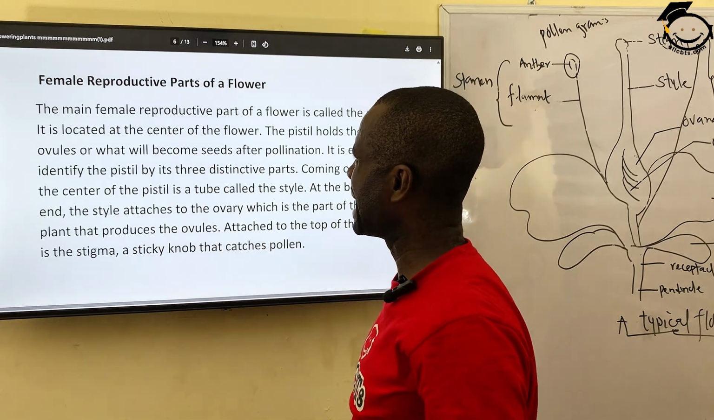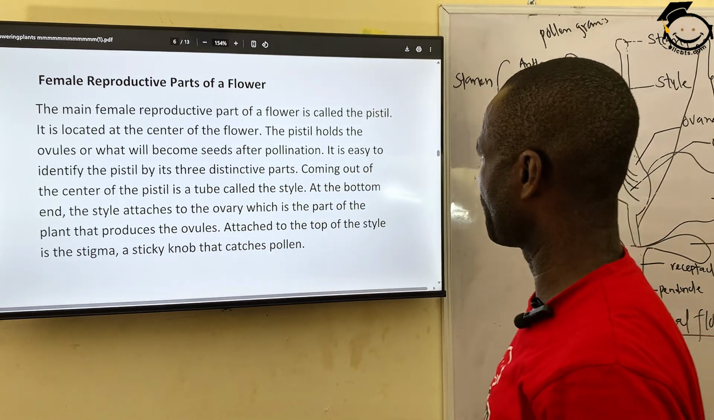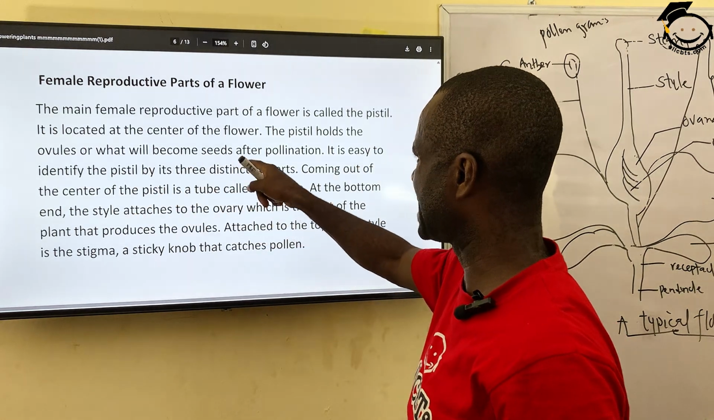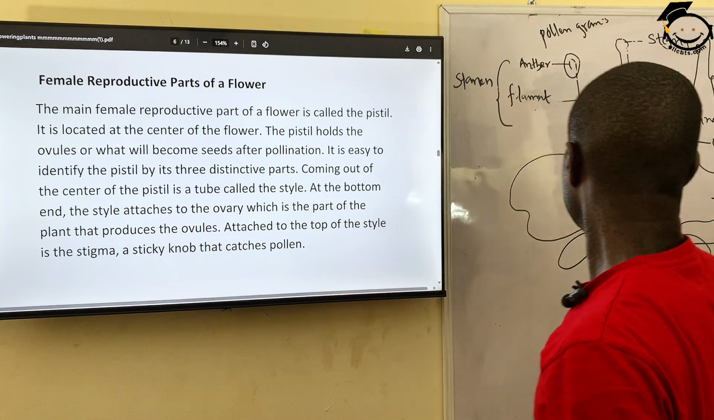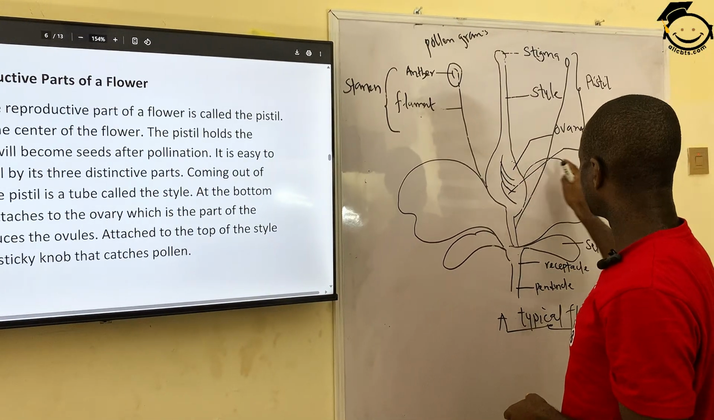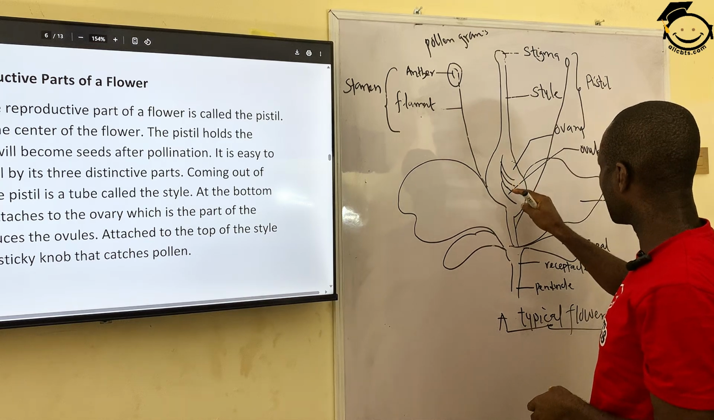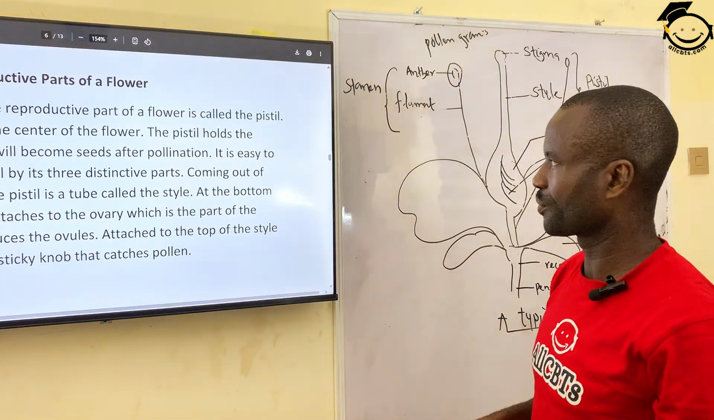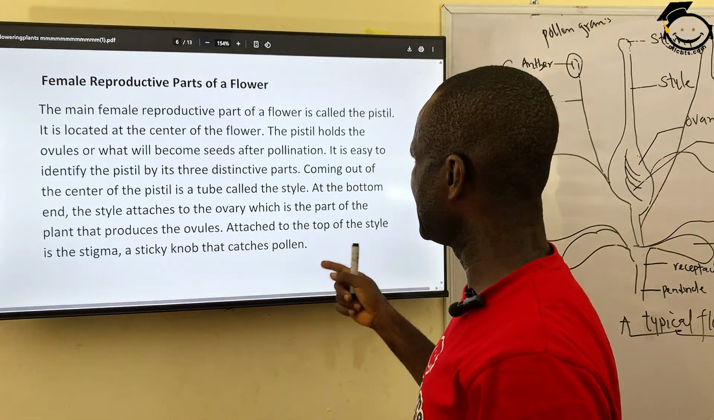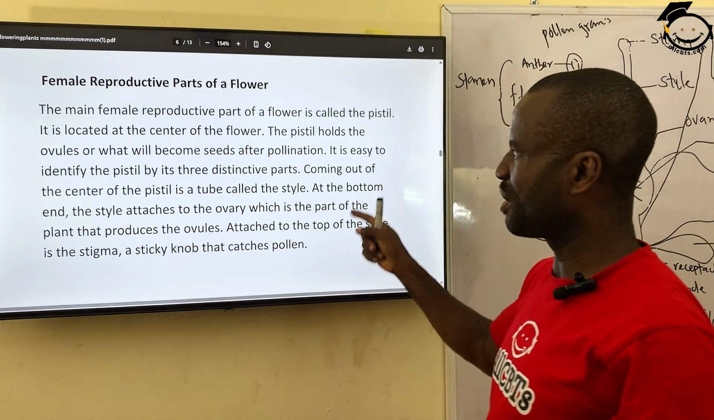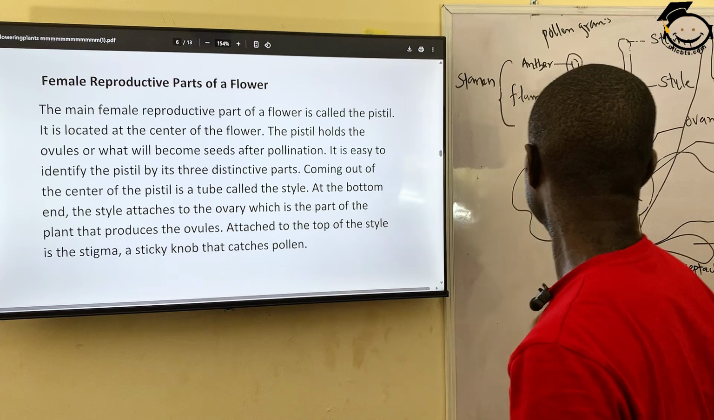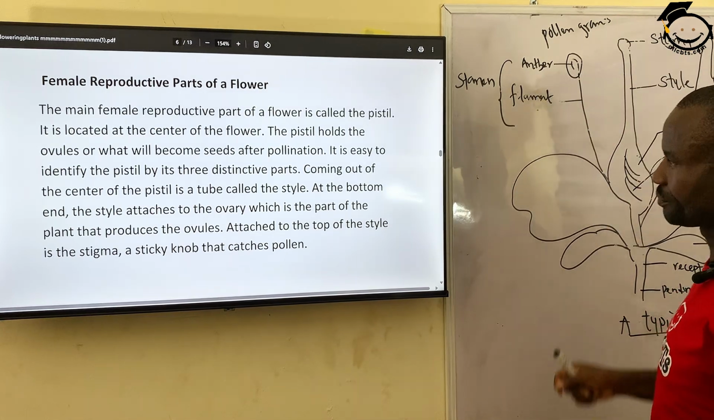The female reproductive part of the flower is called the pistil. It is located at the center of the flower, which we have said before. The pistil holds the ovule, or what will become the seed after pollination. This is the pistil, and this is the ovule. After fertilization, the ovule here, the central part, forms the seed. It is easy to identify the pistil by its three distinctive parts. Coming out of the center of the pistil is the tube called the style.